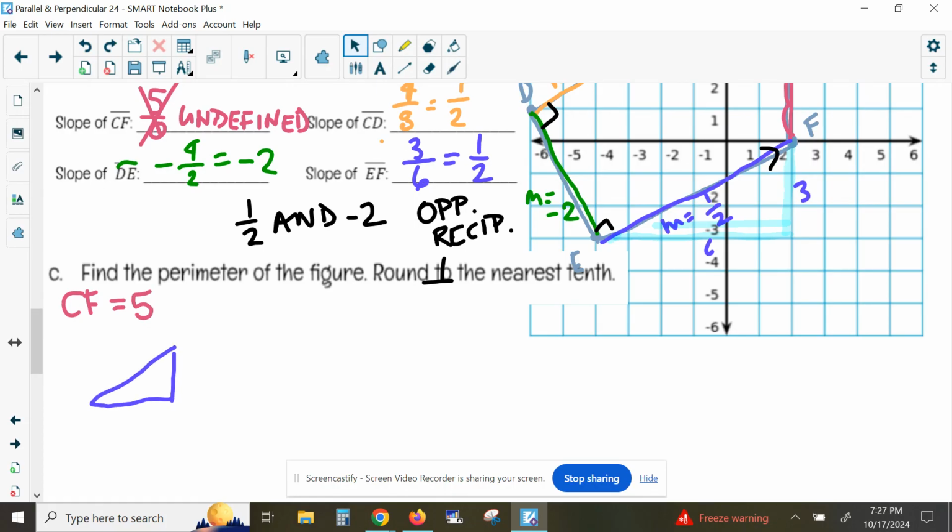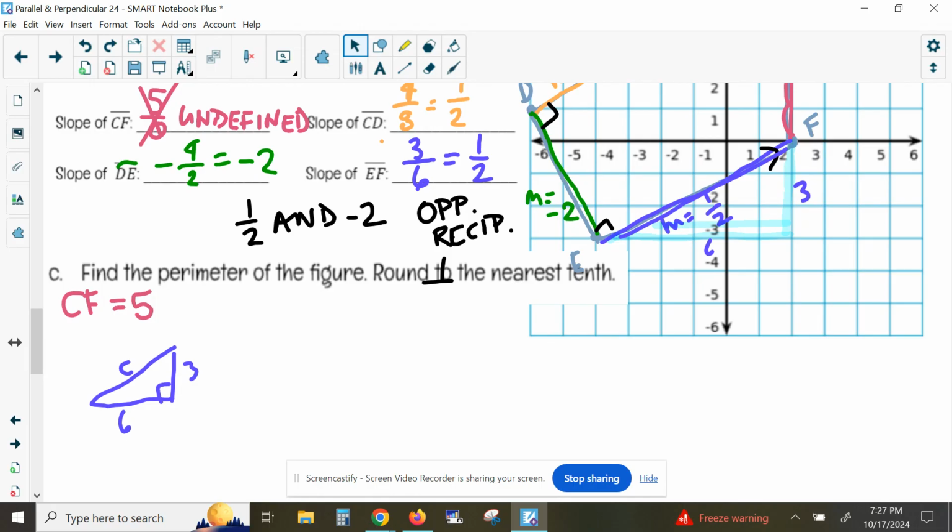You see him? This is my little blue guy. This is my right triangle. This is a 3, and this is a 6. And I'm trying to find this side right here. So this is the side I don't know, the c side. Okay, so I'm going to do a squared plus b squared equals c squared.